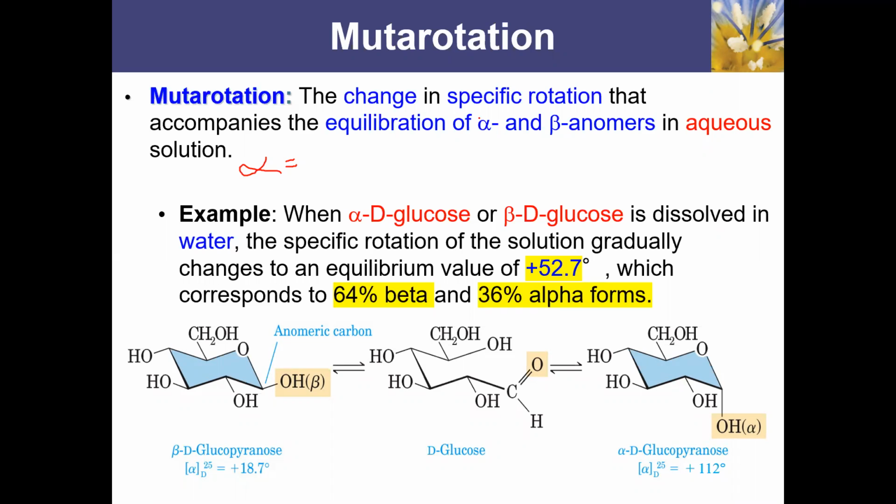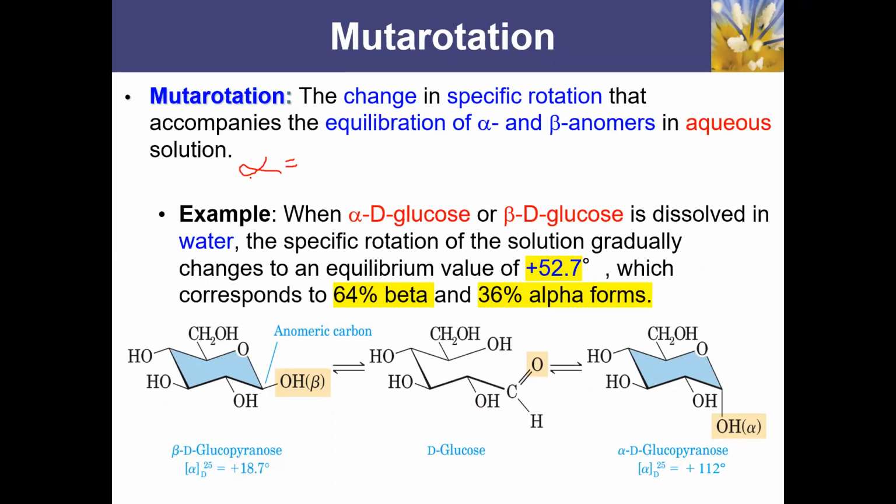So let's say I have an alpha D glucose, and I dissolved it in water, and then I tried to find its specific rotation. Remember the specific rotation, the dextro and the levo. Last time in the chirality chapter, we discussed how it rotates the plane polarized light towards the right and towards the left, right? Let's say I have a pure enantiomer, alpha glucose, and I dissolved it in water, and then I try to find out its specific rotation.